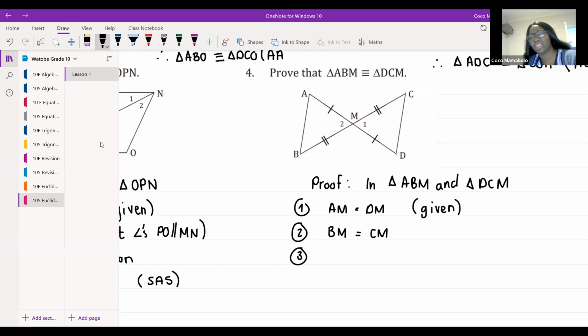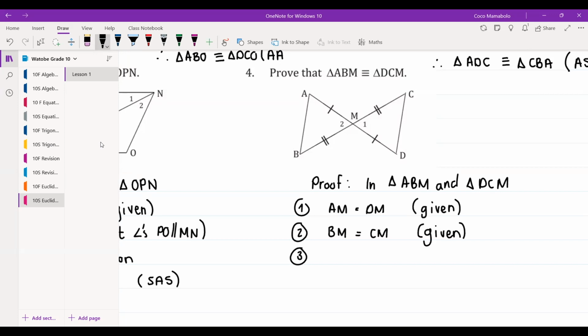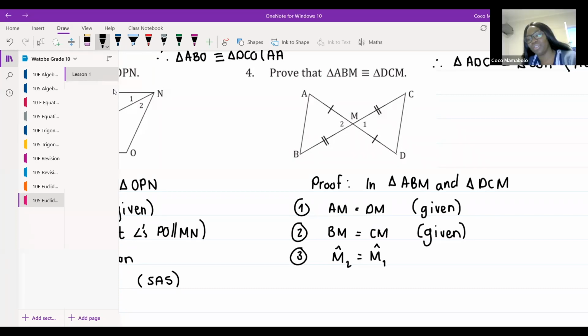So you see, it's making sure you know. Very well done, my sweetie. Excellent. Okay, Notando, finish this off for us. One last thing, my sweetie. What do we know? M2 is equal to M1 because of vertical opposite angles. Beautiful. Good. Vert op.